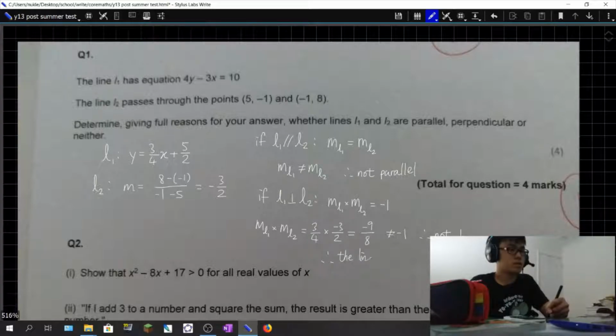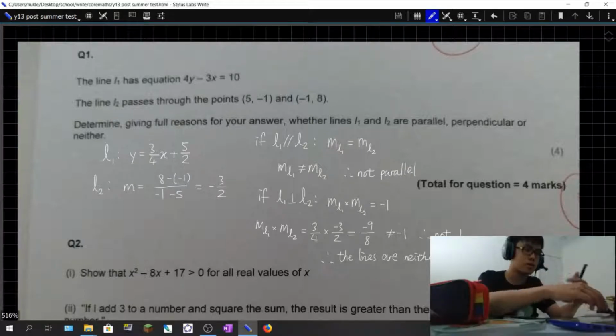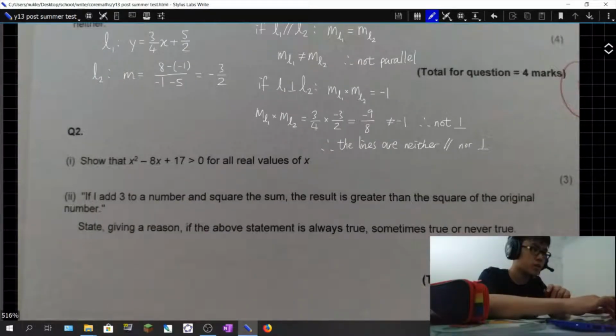The lines are neither parallel nor perpendicular. I'm just writing these symbols because I'm lazy. You should really write the words parallel and perpendicular. So don't be like me.